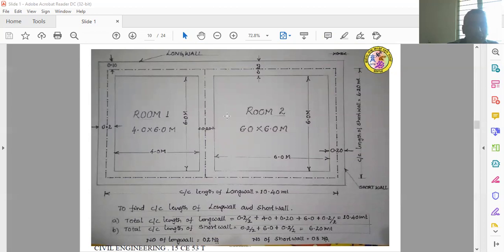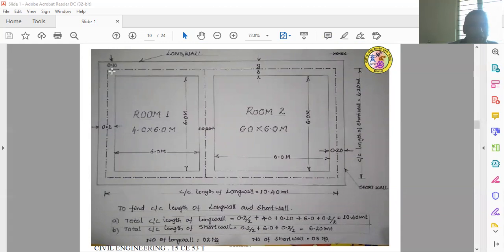Then this is the picture which helps us calculate the center to center length of the long wall and short wall. After getting the center to center length of the long wall and short wall, by adding all the long walls and all the short walls, we finally get the total center to center length of all the walls. This is the 4 meter direction in the horizontal direction of the room. We have to measure from this point to this point by calculating the dimension.